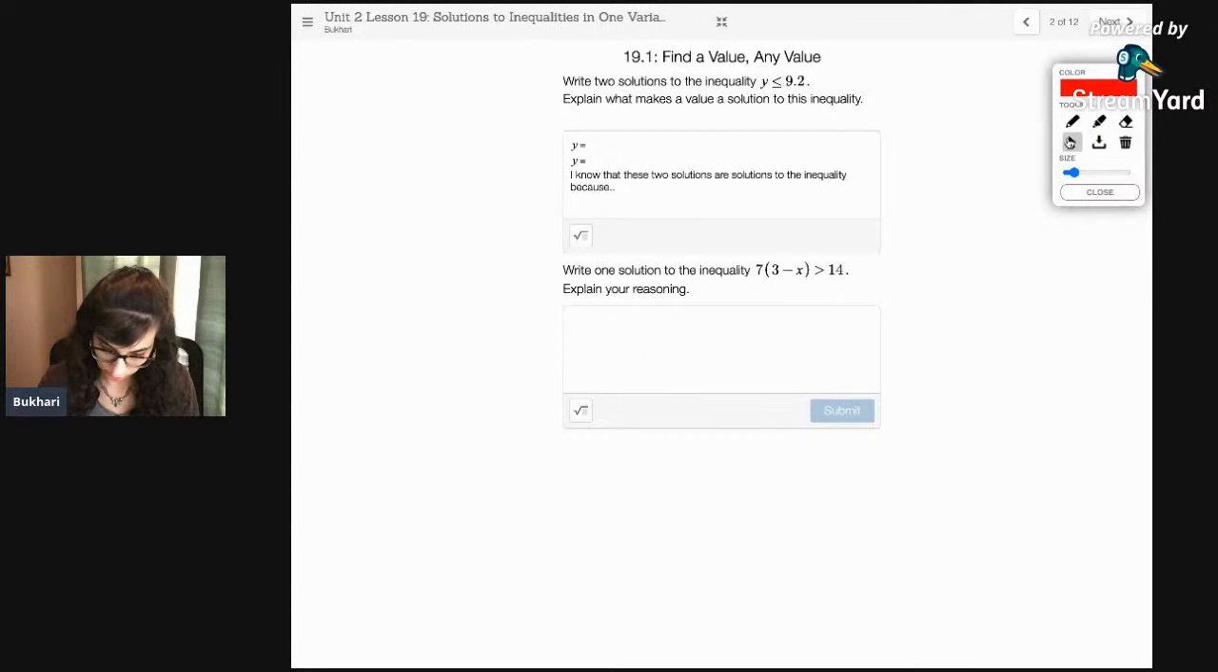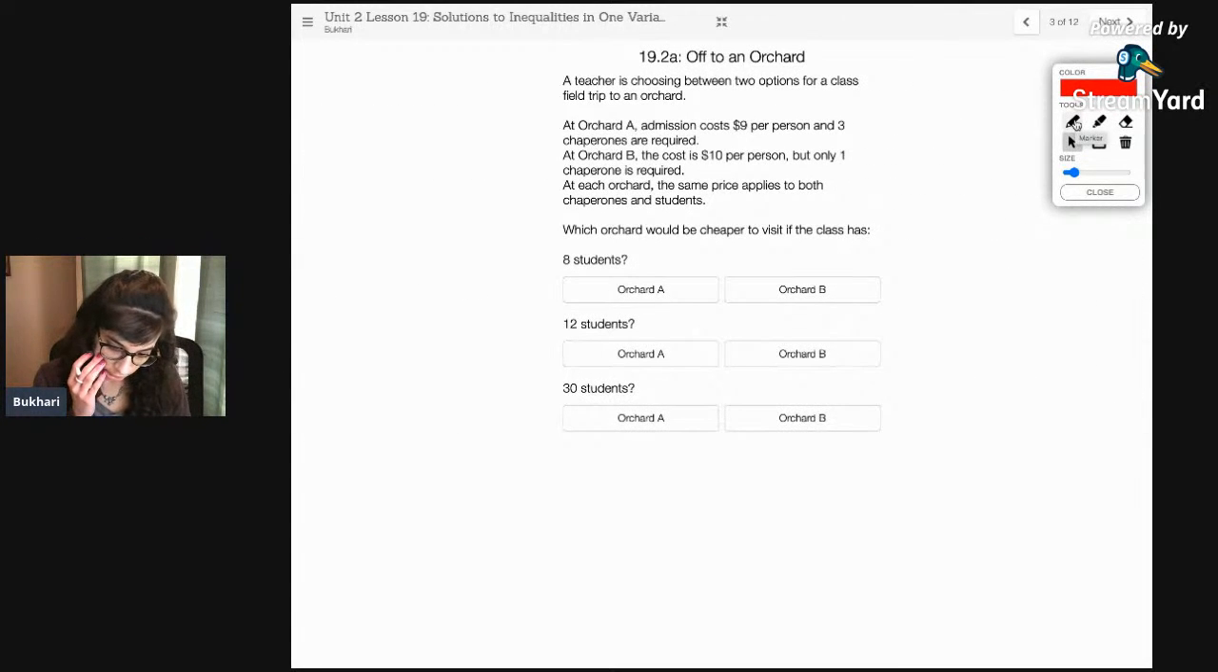So moving forward with 19.2, a teacher is choosing between two options for a class field trip to an orchard. In Orchard A, admission costs $9 per person and 3 chaperones are required. At Orchard B, the cost is $10 per person, but only 1 chaperone is required. At each orchard, the same price applies to both the chaperones and the students, so we're not talking about different pricing in this scenario. Which orchard would be cheaper? Cheaper is our keyword here.